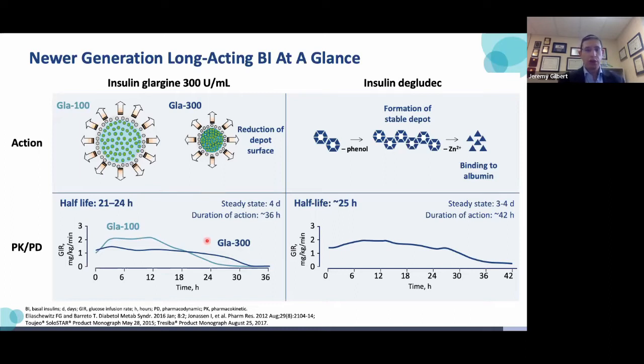You can also see on the left how it's flat. Same thing with Toujeo and Tresiba, and that flat profile leads to better variability, not as many ups and downs, less risk of hypoglycemia, and a more flexible type of insulin to be administered.